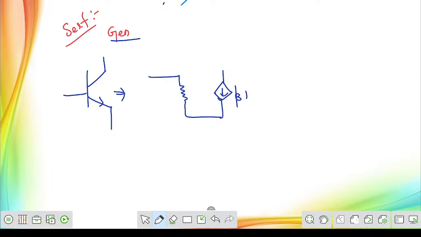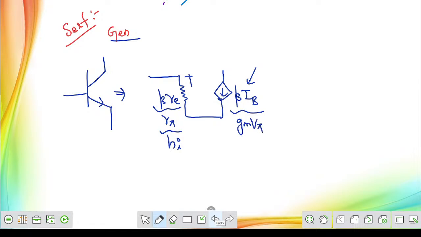That's it. If you are writing the re model, then this will become beta times re. In the r pi model, this will be replaced by r pi. If you are performing a hybrid model, then it will be replaced by h ie. For the re model, this is the current source; for the r pi model, this is going to be gm into v pi. V pi is the one that you are measuring across here. Same thing, just the term names will change. In case of a hybrid model, this will become hfe into base current IB.